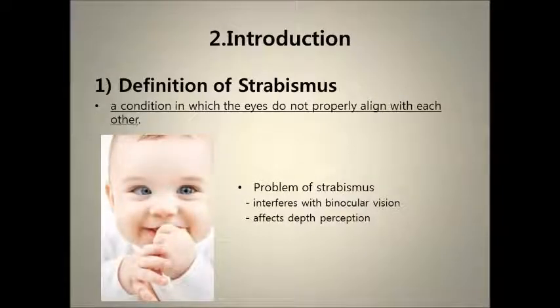The simplest definition of strabismus is that it is a condition in which the eyes do not properly align with each other. Strabismus prevents a person from directing both eyes simultaneously towards the same fixation point. It can interfere with binocular vision and affect depth perception.